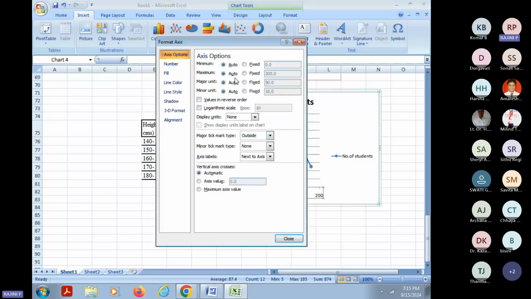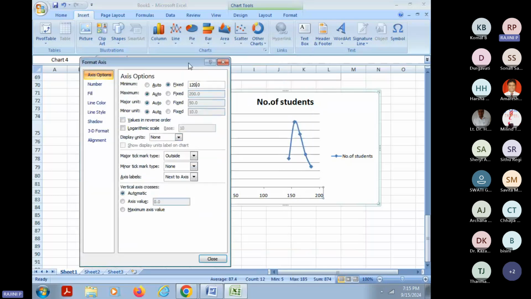Okay, Format Axis. Here the minimum is auto, and auto means it is starting with 0. You need to fix it and start with 120 or 130. Maximum, what is it taking? 200. Let it be, don't change. And major unit, how much is it taking? The difference between the value of one class and another class. 50 here, you just see that. 150, 200. The width of the class is 50, 50.